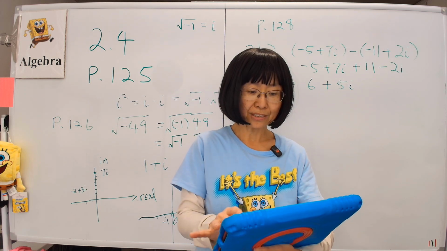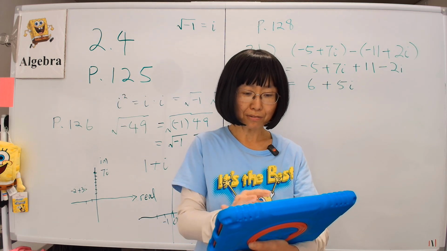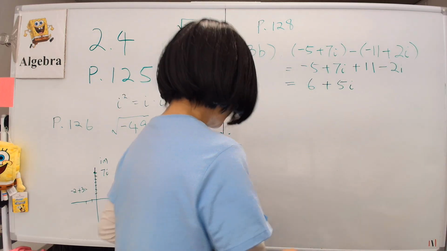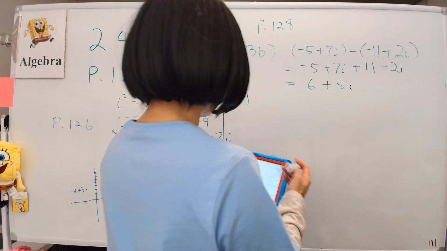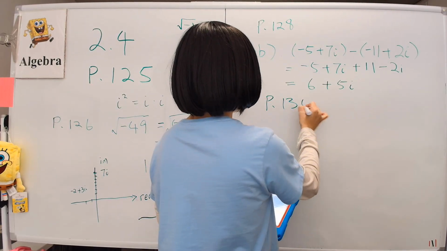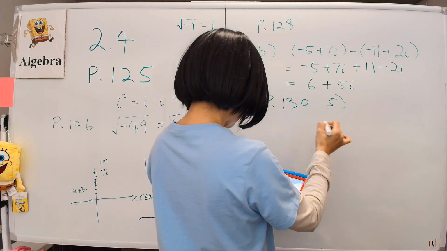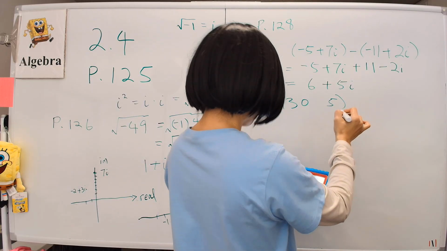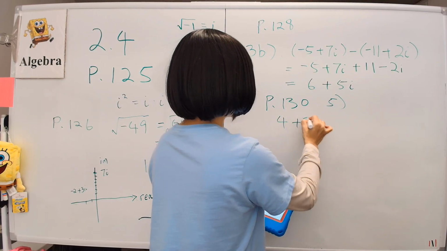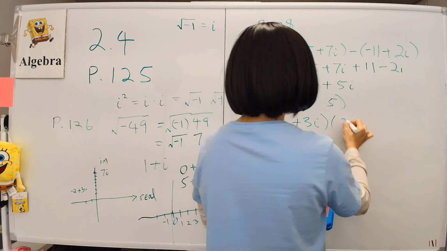complex number multiplication if you have 2 complex numbers? Well, we are going to do it the same way we always do. Let's look at the next example, example 5, on the following page, 130. So now let's go to page 130 and look at example 5. Here's our problem: 4 plus 3i times, now we're multiplying 2 complex numbers, 2 minus 5i.